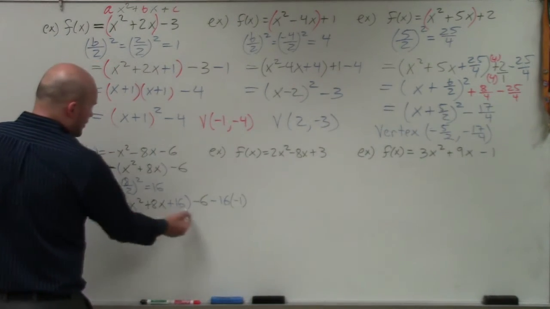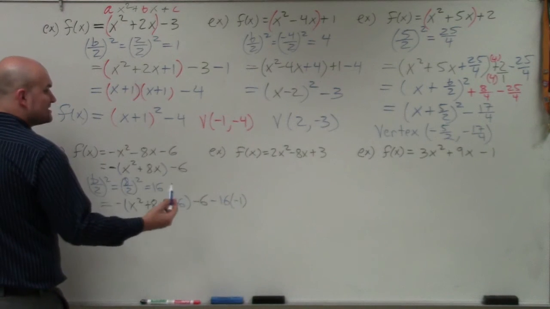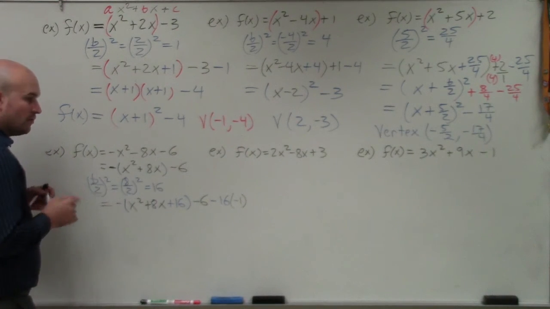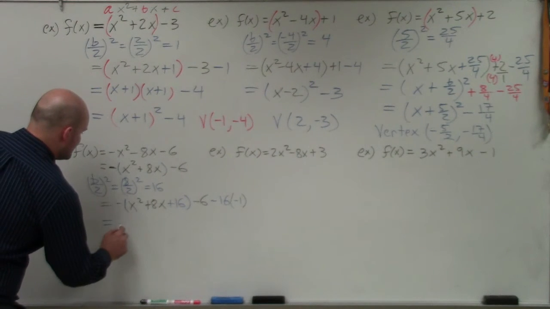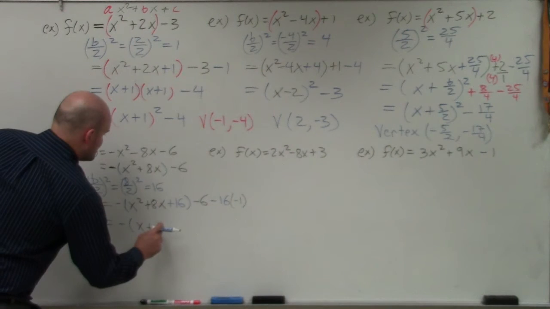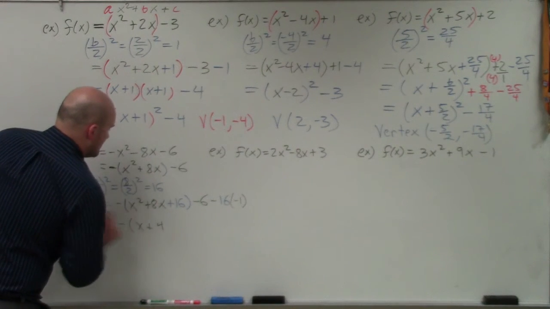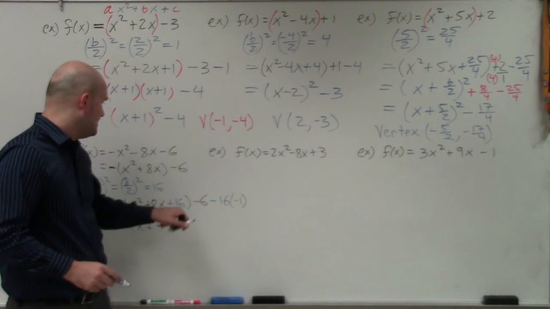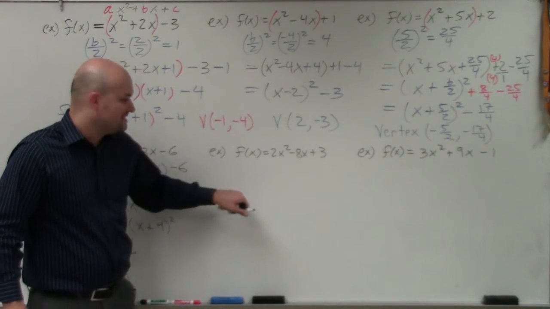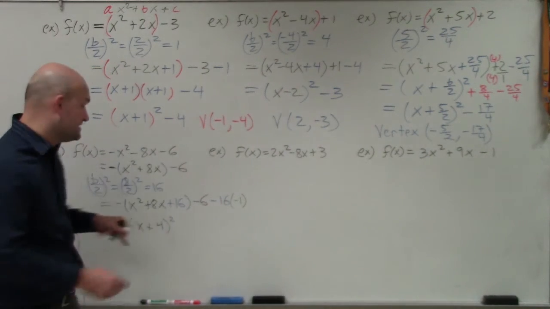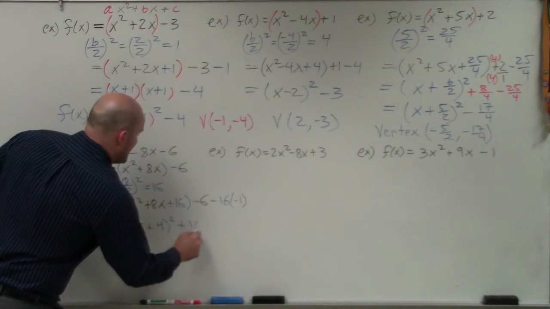Now I can go ahead and complete the square for this. Basically, again, it's asking what two numbers multiply to give you 16, but then add to give you 4. And we can determine that that's going to be negative x plus 4 squared. And then negative 16 times negative 1 is going to be a positive 16. Positive 16 minus 6 is going to be now a positive 10.